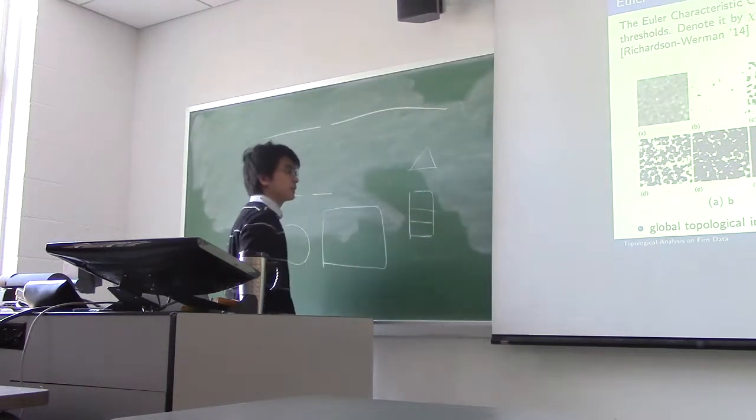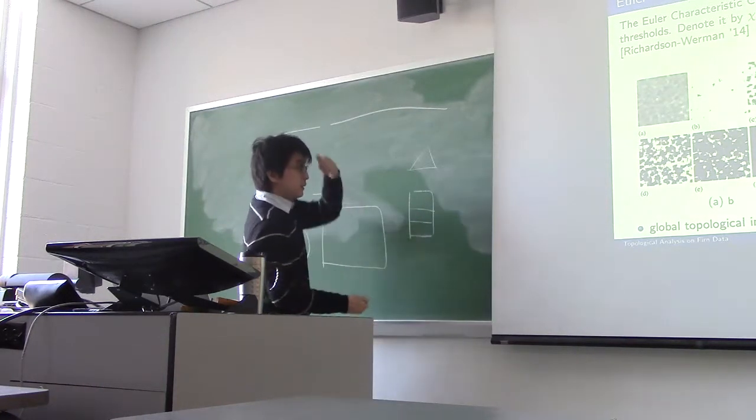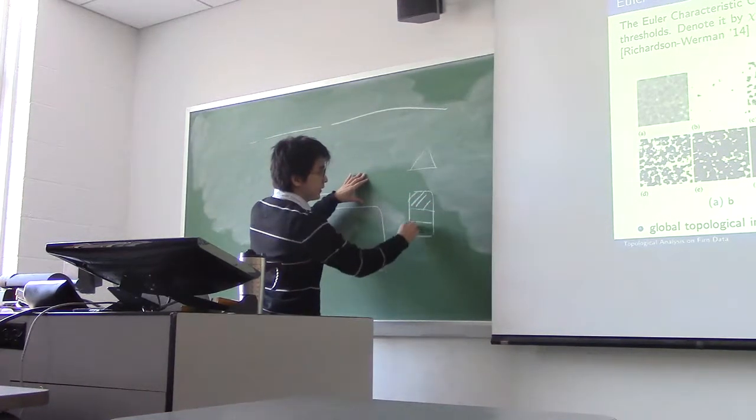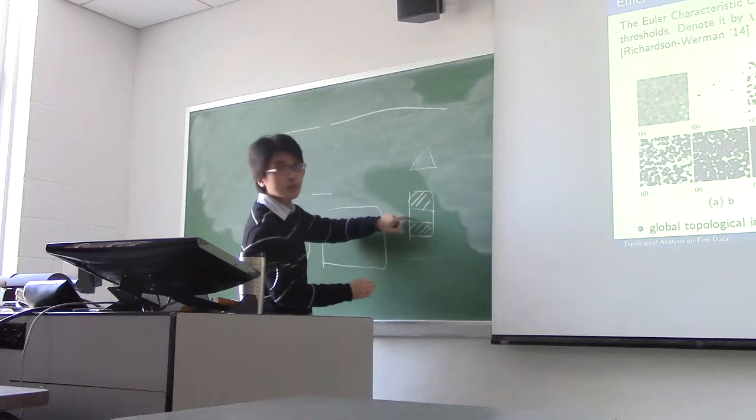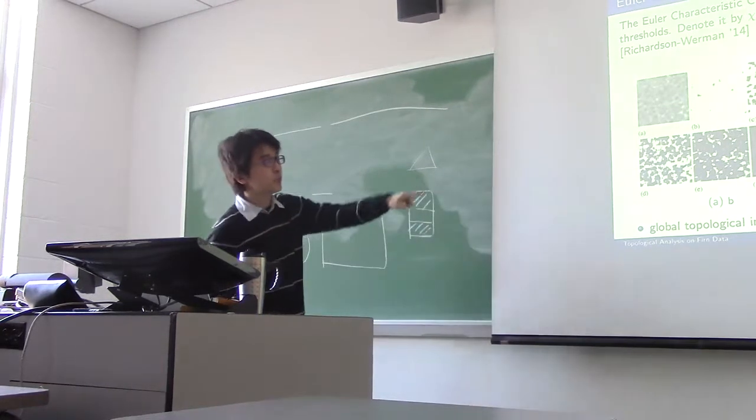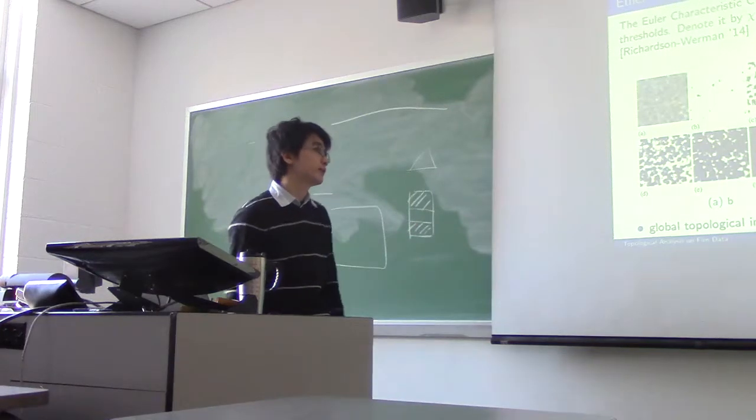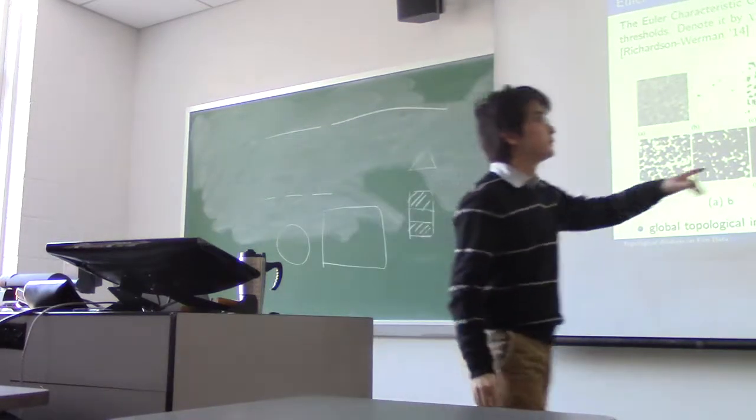Suppose there's a tunnel like this. As you increase the threshold, if you fill in this block, and you fill in this block, this tunnel becomes a cavity here. And that's why if you have a lot of tunnels, and you fill in a lot of those tunnels, that will become a lot of cavities.